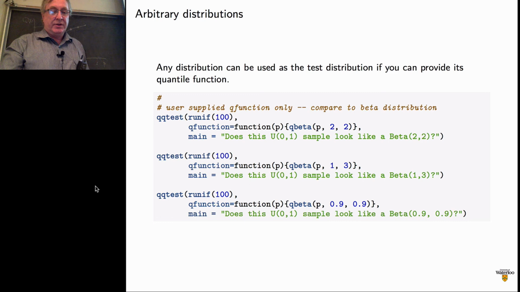This shows that you can take any function you like. As long as you give it the quantile function, it can do the same trick, whatever that quantile function is, and generate values. So here's a quantile function of a beta with alpha 2 and beta 2, the two parameters. So anything you're interested in could be compared.